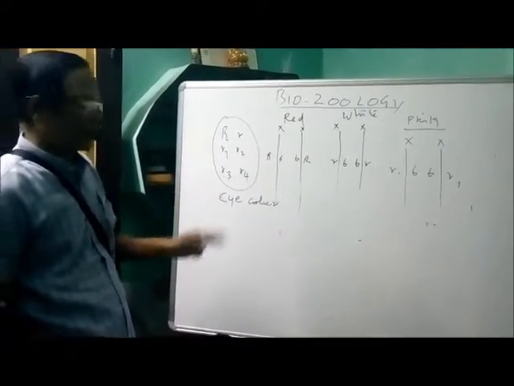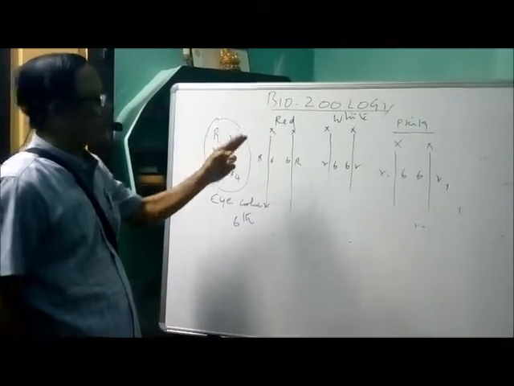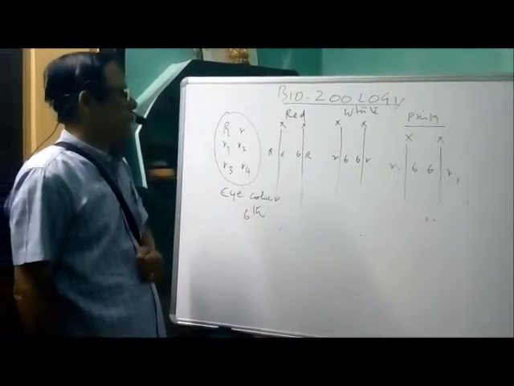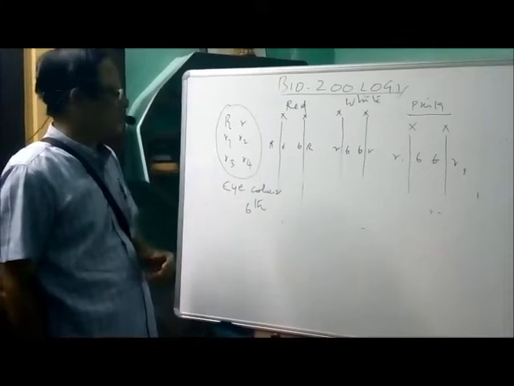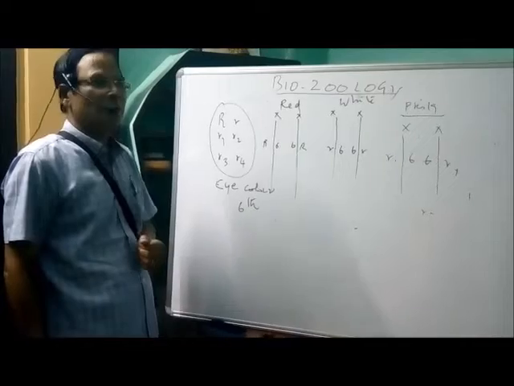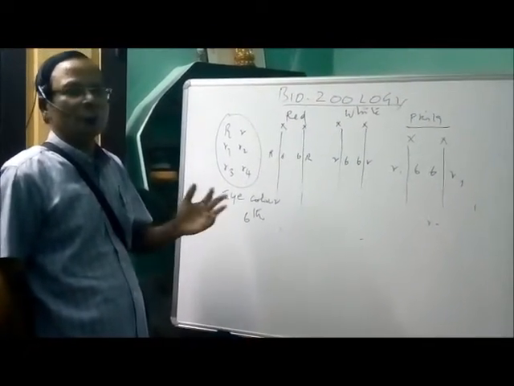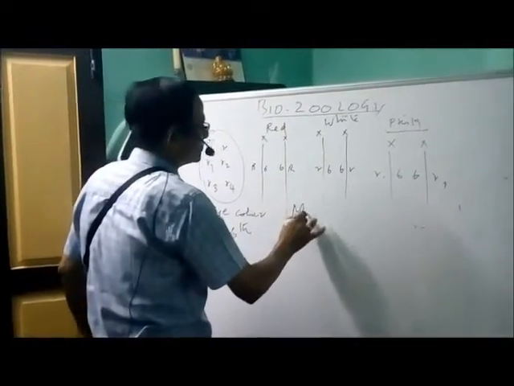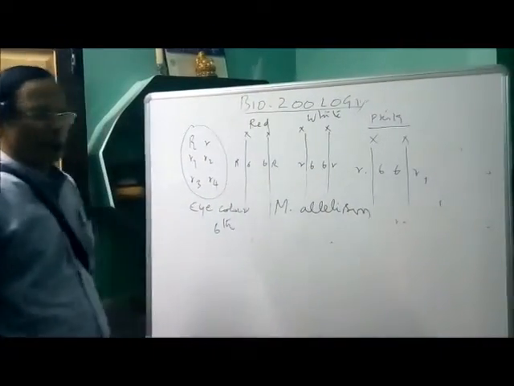Located at the same locus, for example the 6th locus of the X chromosome in a population, that is called multiple alleles. Occurrence of more than 2 alleles affecting the same character, located at the same locus in a population, such alleles are called multiple alleles. And the phenomenon is called multiple allelism.